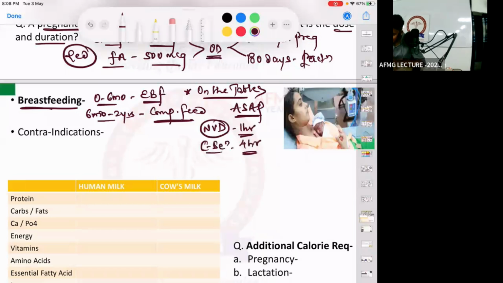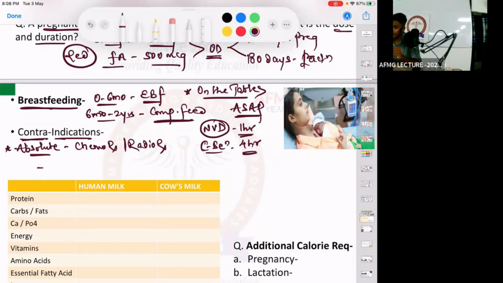Then contraindications of breastfeeding. A question is coming on this. Absolute contraindication of breastfeeding from the mother's side would be maternal chemotherapy or maternal radiotherapy. But from the fetus side it would be different.